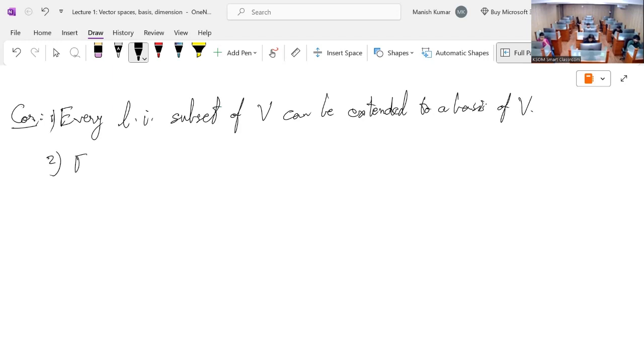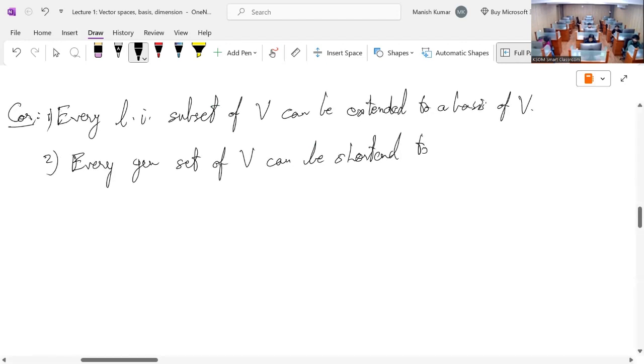Second, this will in particular prove that every vector space has a basis. Every generating set of V can be shortened to a basis of V. And is there some third statement?